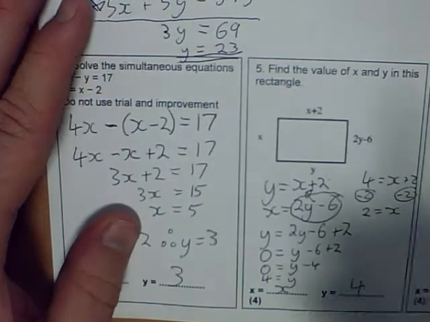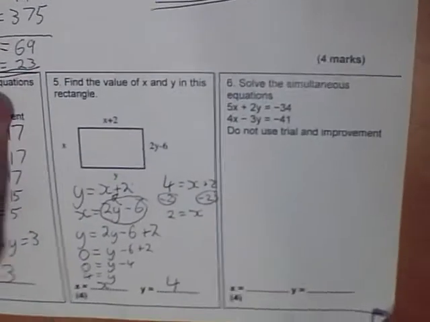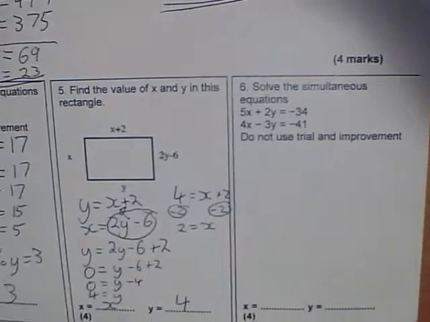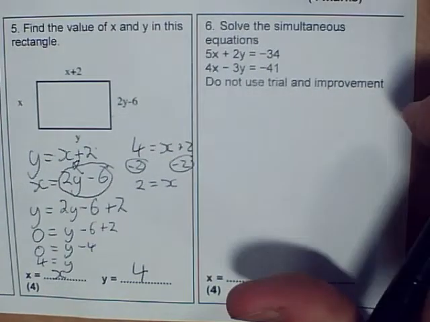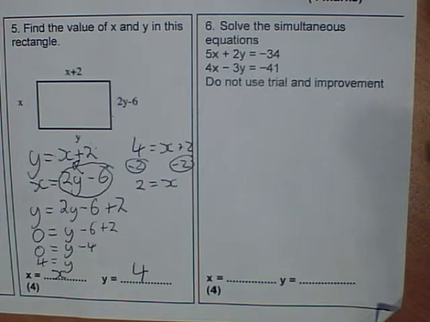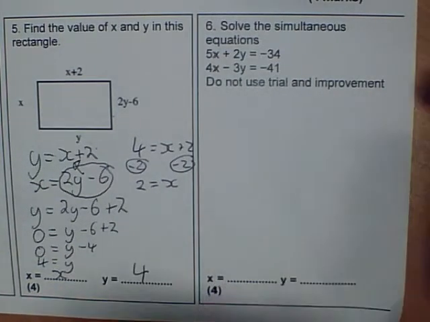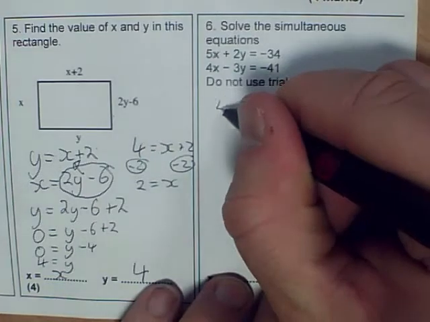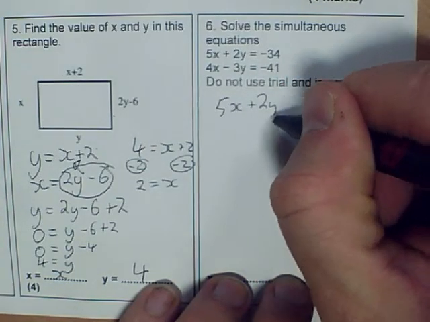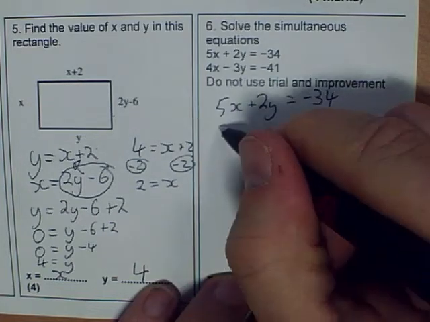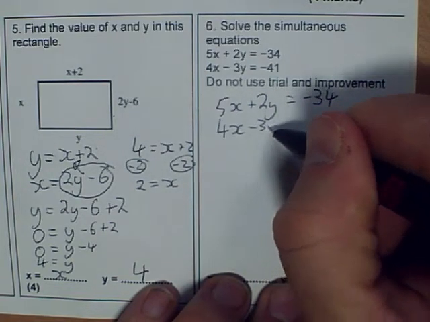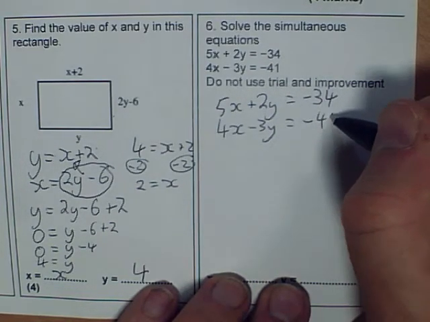Okay, going to have a look at this question 6. Solve the simultaneous equations. So I've got, this time it's sort of negatives hell really. You really have to get on top of these negatives, so that's why I put this in. So we've got 5x plus 2y equals minus 34. Careful, make sure you're copying the question out right. 4x minus 3y equals minus 41.